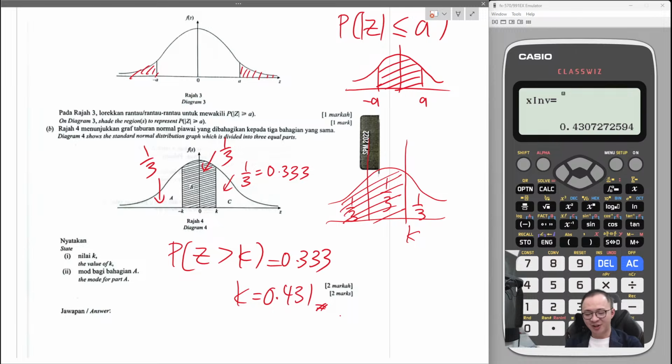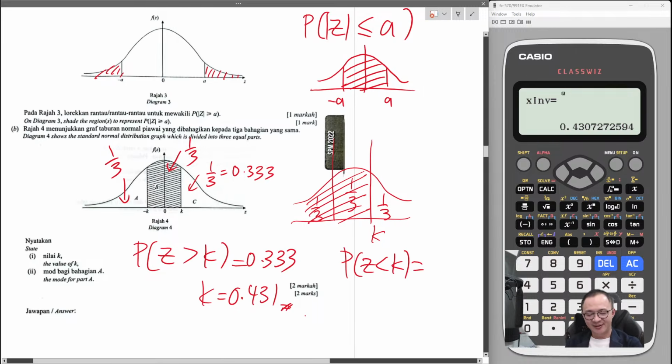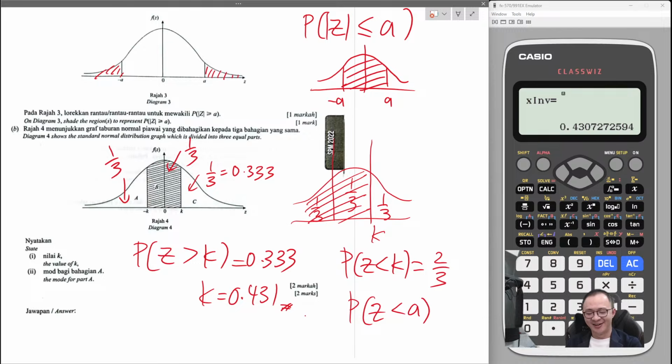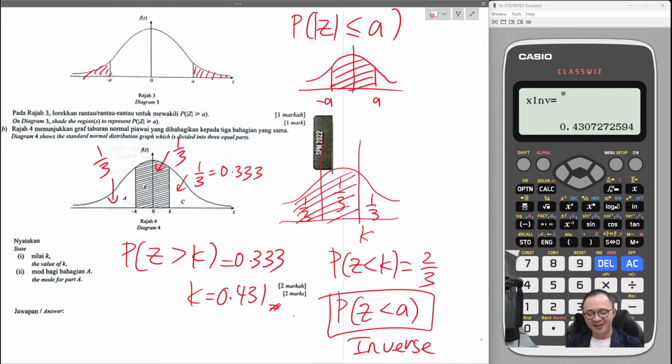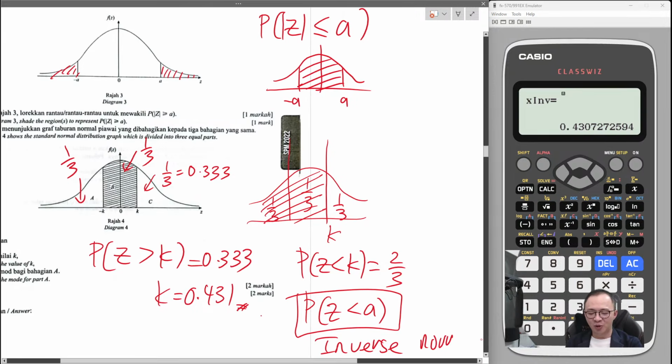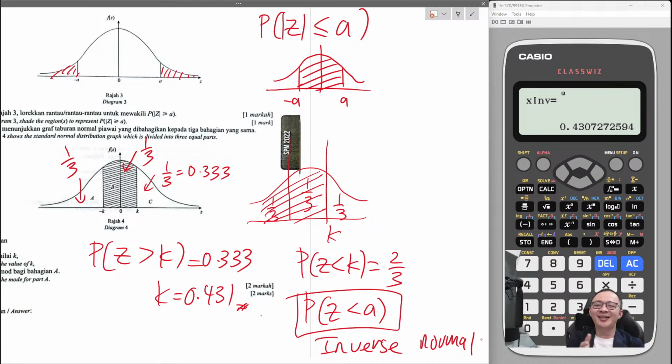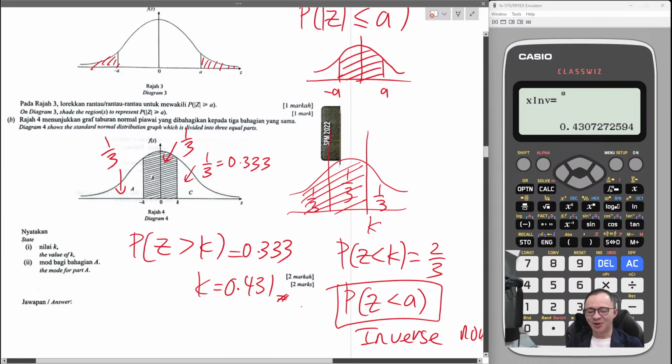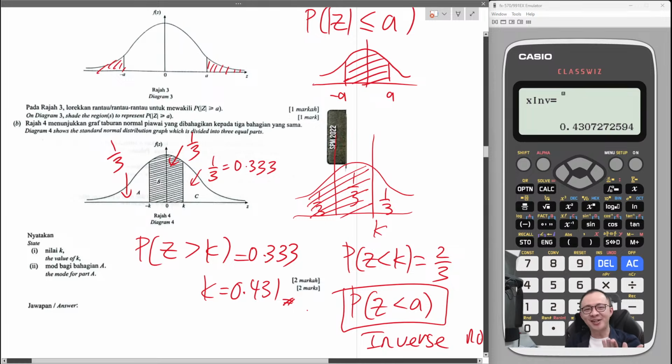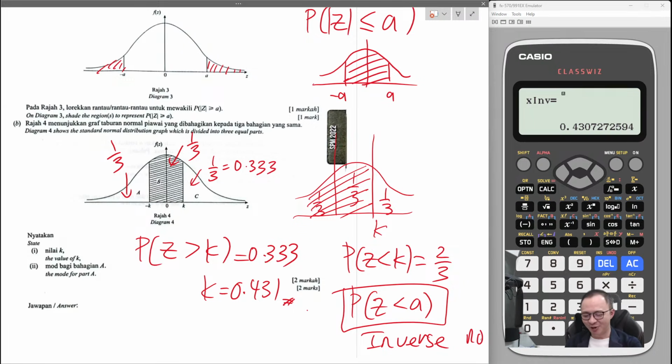Because I know probability z is less than k is 2/3. Because this calculator default is less than. If you want to use the inverse normal in this calculator, you need to know how the calculator is designed. I already asked Casio Malaysia if there is any way to change it. They said no. Students just need to know how to use a calculator.